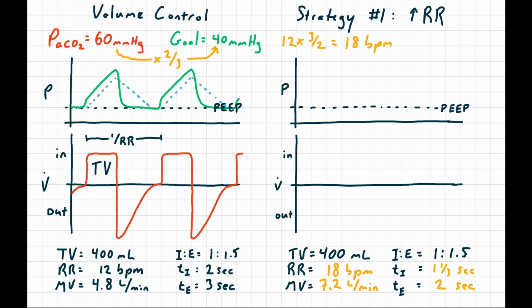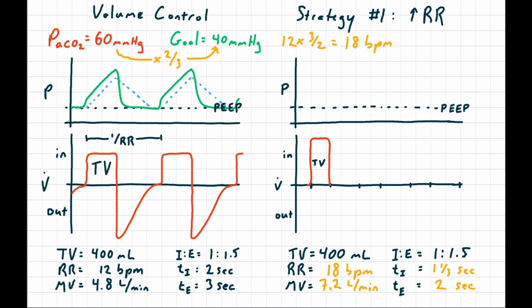So how does this look on the graphs? Let's start by drawing out the timing on the horizontal axis of the volume flow graph. We'll march out an inspiratory time of 1 1/3 seconds, an expiratory time of 2 seconds, and continue on with the next breath and the next. Next, we need to think about the flows. The area under the volume flow curve is the tidal volume, and that tidal volume is set at 400 milliliters. So that area has to remain constant. That means that the flow rate will increase by the same proportion that the inspiratory time decreased.